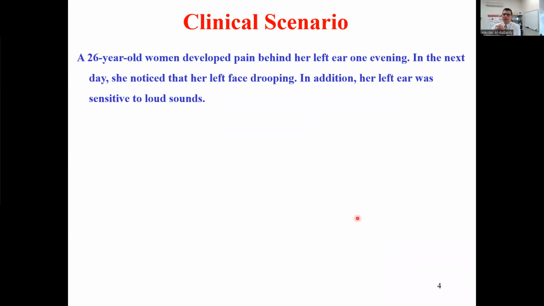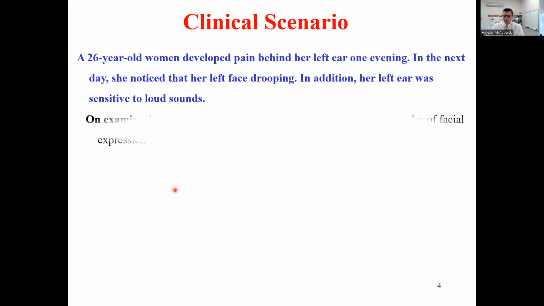Before we start with the classical lecture, this is a clinical scenario just to give you an idea of what to expect, whether in the team report or in the end of semester exam. A 26-year-old woman developed pain behind her left ear one evening. The next day, she noticed that her left face was drooping. In addition, her left ear was sensitive to loud sounds.